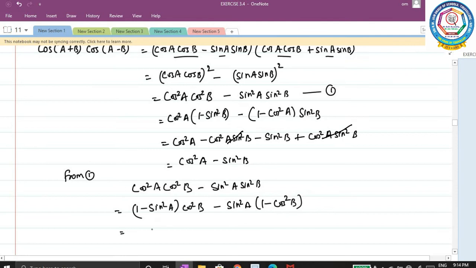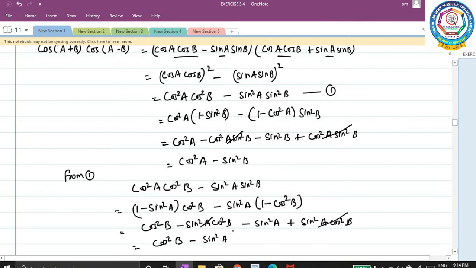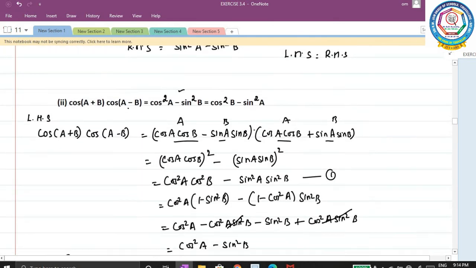Next, take the cos square b inside. Therefore cos square b minus sin square a cos square b, minus sin square a, minus of minus plus sin square a cos square b. Here also the plus term and minus term will cancel. Then cos square b minus sin square a. So the next one is also proved.